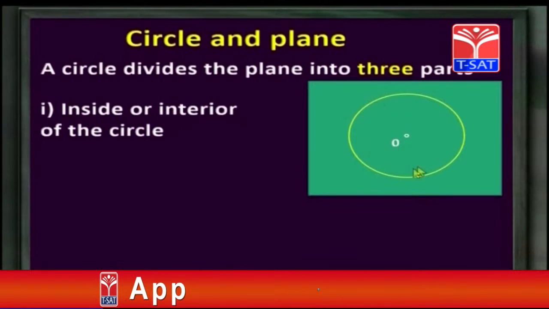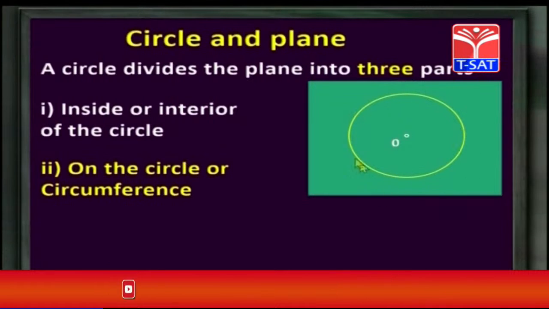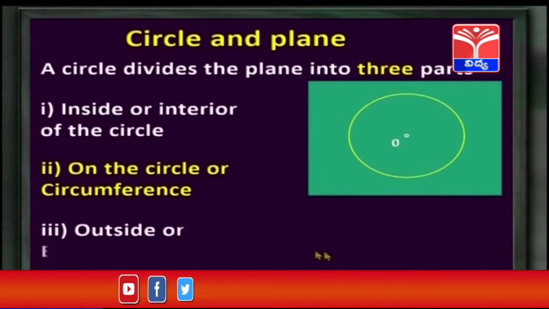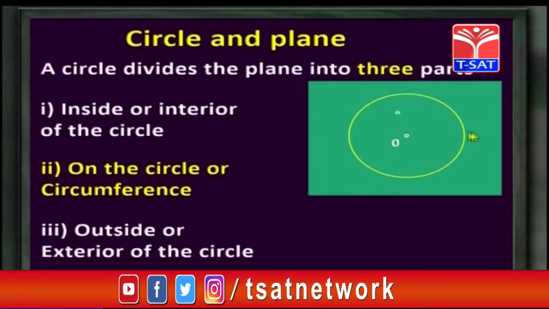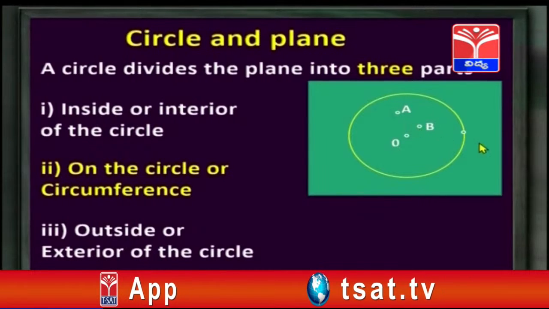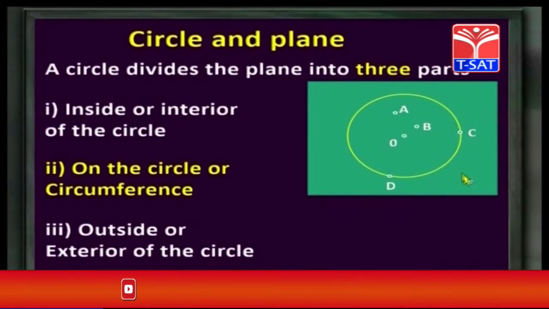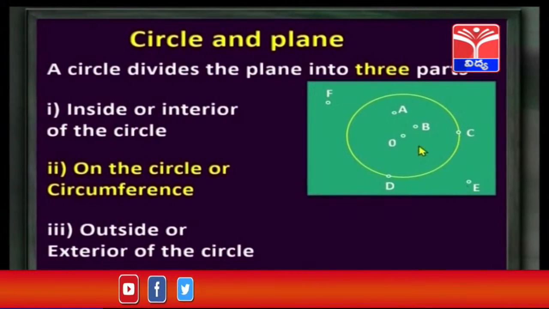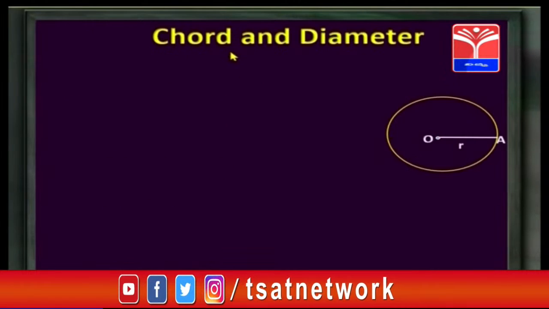So, this total part will be inside or interior of the circle, and the second one on the circle, or we can say circumference, and the third one is outside or exterior of the circle. So, if I take a point A which is inside the circle, B also inside the circle, and if I take C and D, both are on the circle, and E and F are the points exterior of the circle.